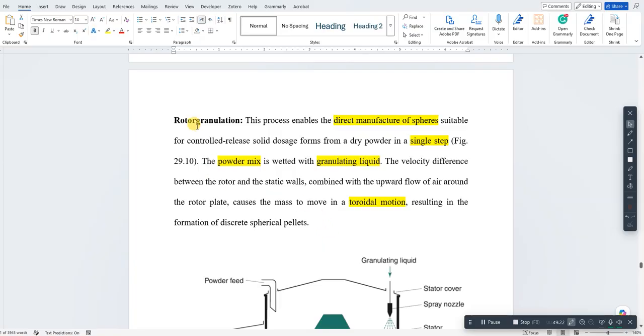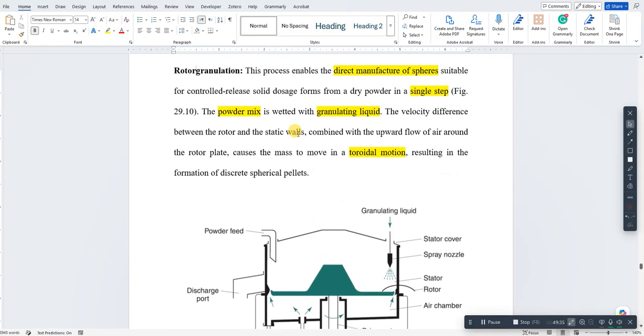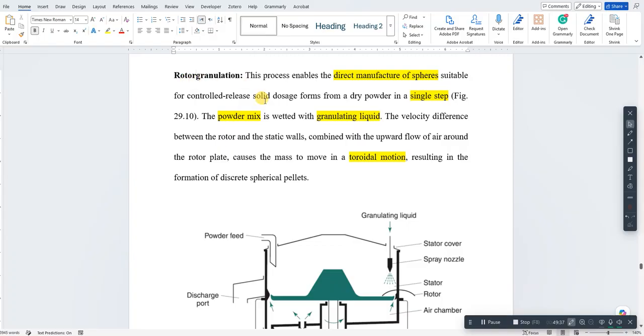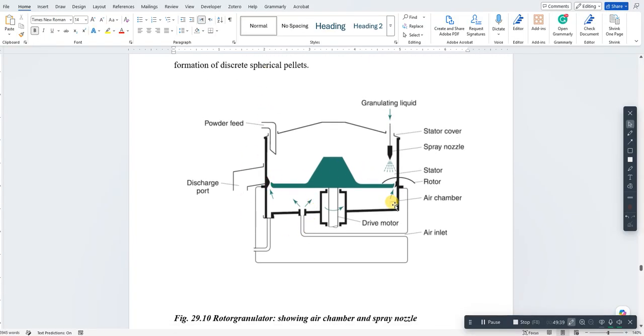We have an equipment that can do everything in one equipment. Not multi-steps, not multi-equipments. It's a single step in one equipment. You have what we call rotor granulation. And this is what you see. You have air coming from the edges. You have granulation happening or wet massing happening because of sprayed solution.